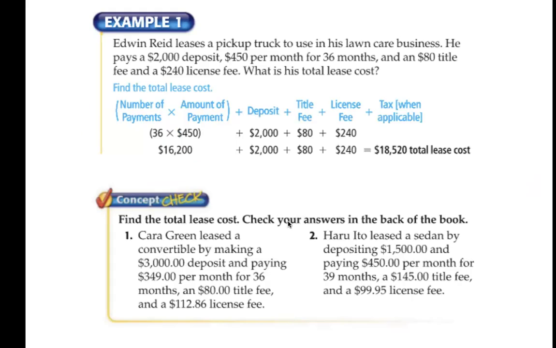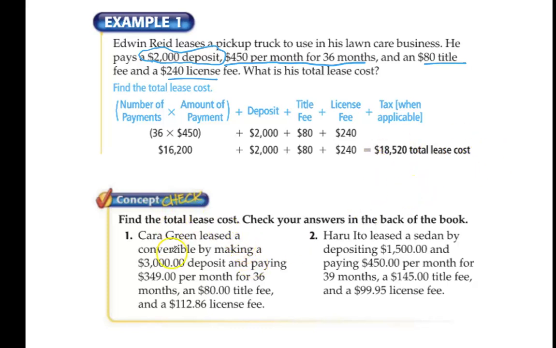So let's look at example 1. Edwin Reed leases a pickup truck to use in his lawn care business. He pays a $2,000 deposit. So I am going to look at this, okay, and put those two words together. $450 per month for 36 months. Okay, I'm going to make that month. That makes sense. And $80 title and $200 for license fee. So you can see here, they did 36 times 450 equals 16,200. Added the deposit, the title fee, and the license fee, and you get $18,520. So that's how much your lease is going to cost.